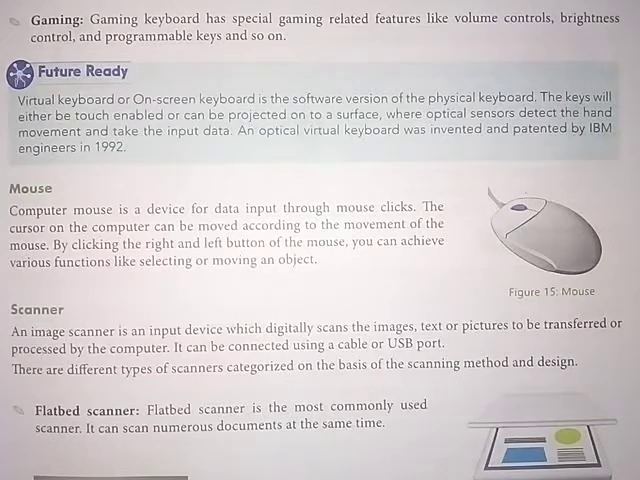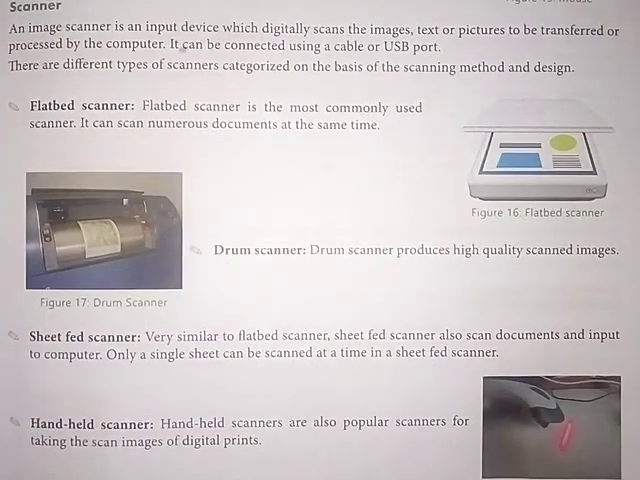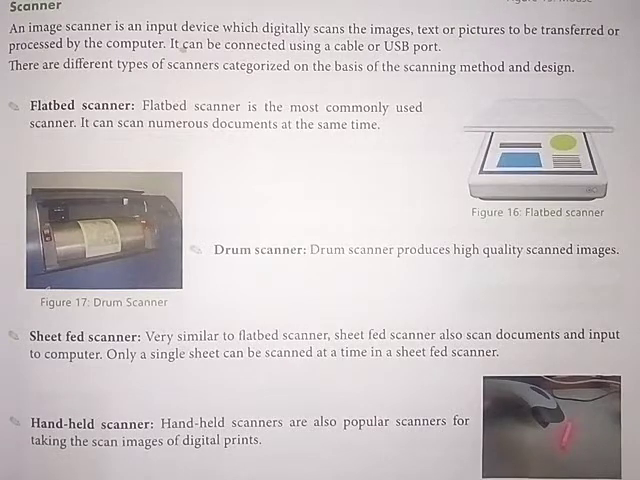The cursor on the computer can be moved according to the movement of the mouse. By clicking the right and left button of the mouse, you can achieve various functions like selecting or moving an object. Scanner. An image scanner is an input device which digitally scans the images, text, or pictures to be transferred or processed by the computer.